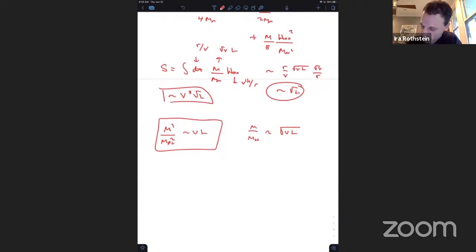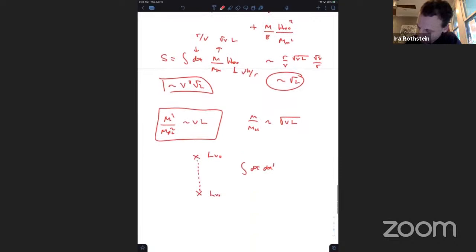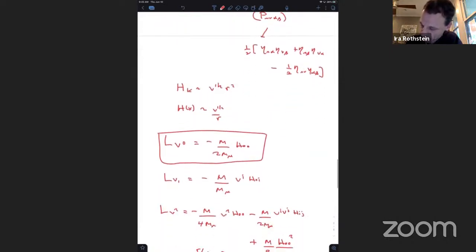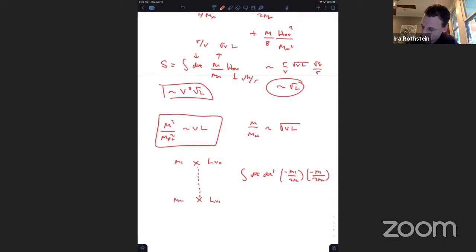So let's calculate the leading order contribution to the potential. Well, that comes from two insertions of L v0. So we have minus m1 over 2 m Planck, minus m2 over 2 m Planck. That's an insertion of two of these guys: one on the top line, this is m1, and this is m2. And then we have the contraction of h00.